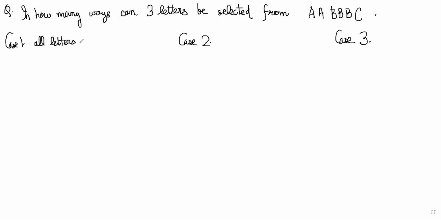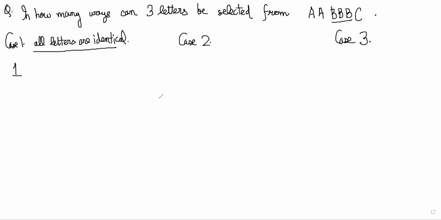Case one: all letters are identical. You are selecting three letters and all are identical. That can only be done using the three B's. How many ways to select three B's out of three B's? One way.